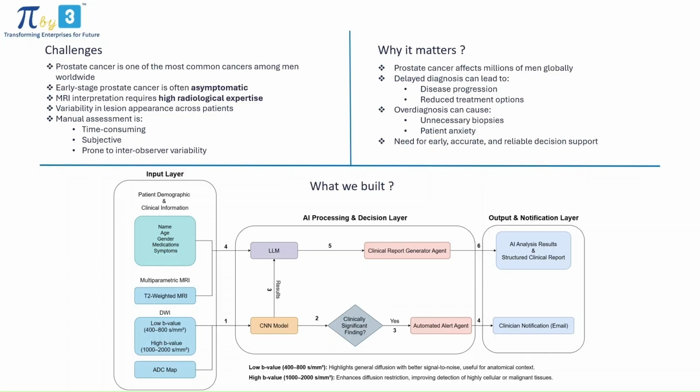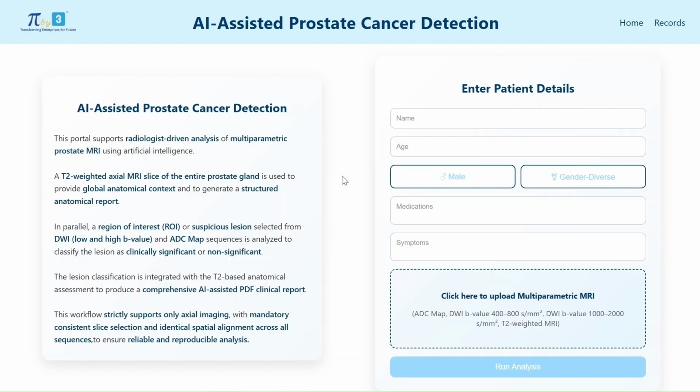Now that we have seen the workflow end to end, let's move to the actual demo of the system. The system is designed to support radiologist-driven interpretation of multiparametric prostate MRI. On initial load, the system presents an overview of the complete workflow along with its key clinical constraints. The analysis is strictly restricted to axial imaging only, with mandatory slice consistency and identical spatial alignment across all MRI sequences to ensure reliable downstream analysis.